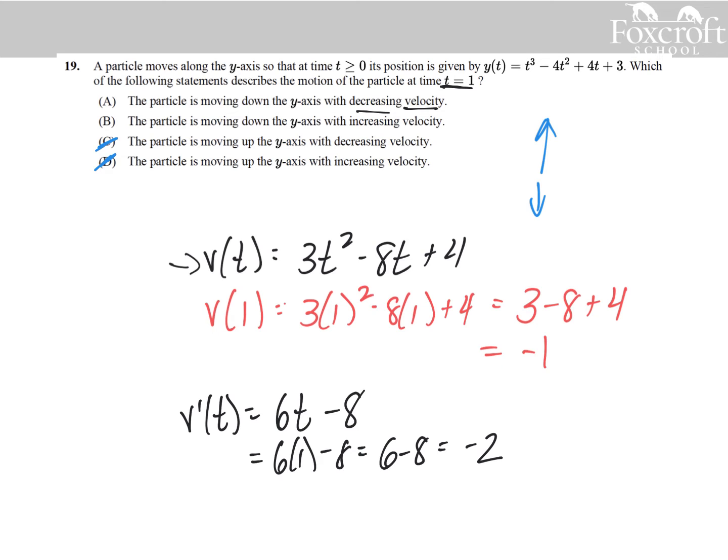So the acceleration is negative 2. The velocity is already negative, and it's going to keep going down, which means it's going down with increasing speed. All right, so it should be B.